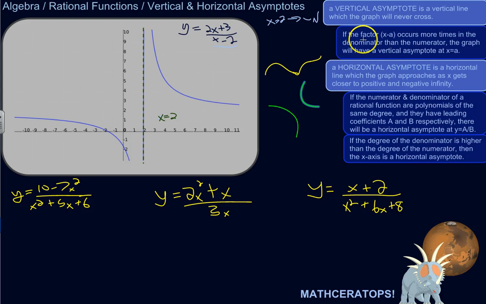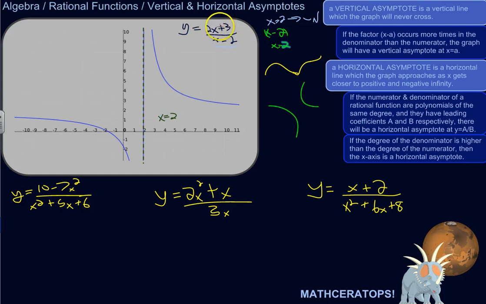Well, here's the rule. If the factor x minus a, so for example, in this case, x minus 2, occurs more times in the denominator than the numerator, then the graph will have a vertical asymptote at x equals a. There's no factor x minus 2 up here in the numerator, so it happens one time in the denominator and 0 times in the numerator. That means there is a vertical asymptote at x equals 2.